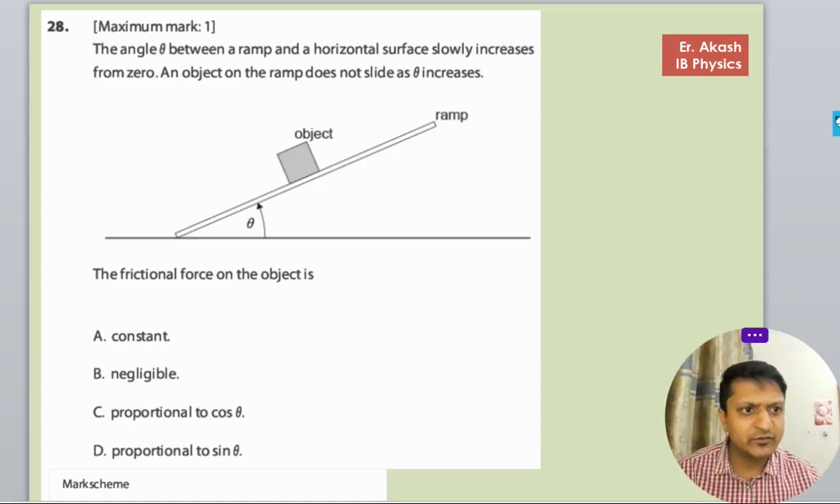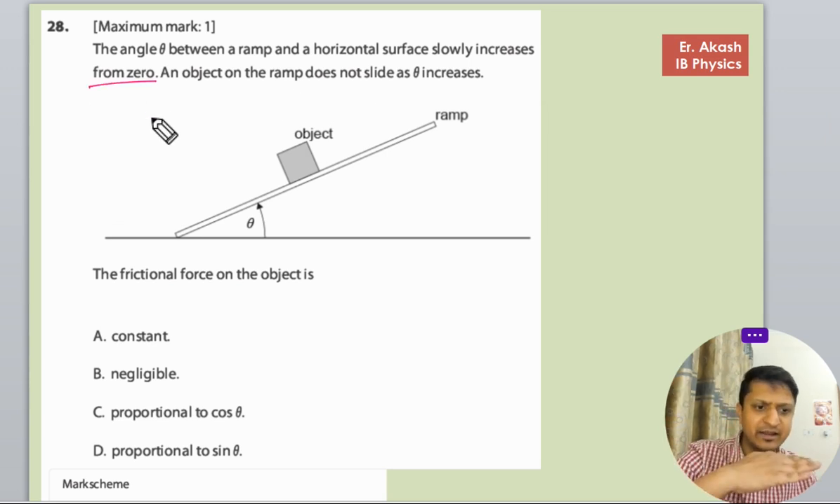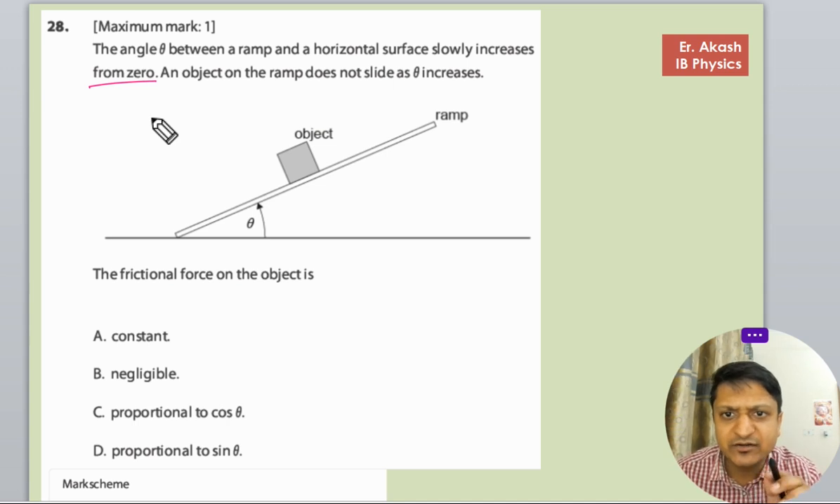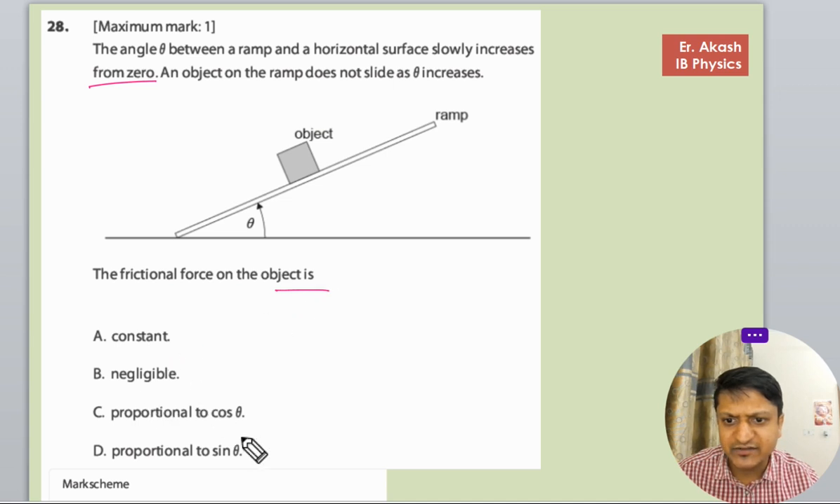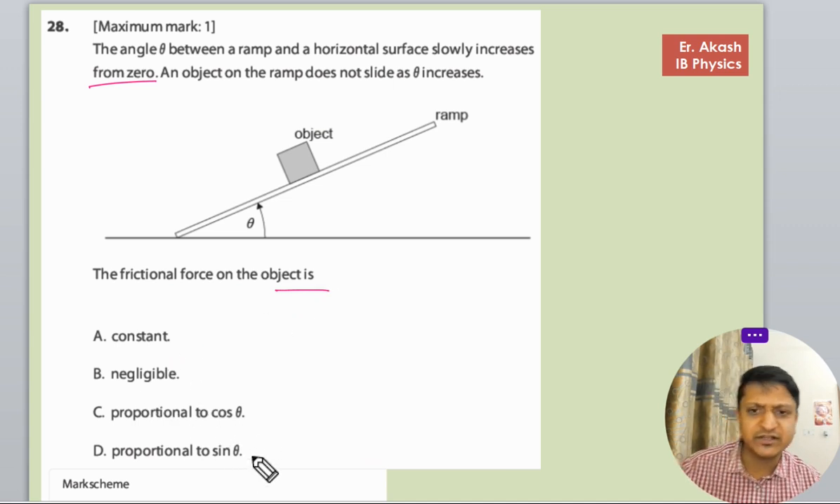So guys, there is a question, and the question says that the angle theta between the ramp and the horizontal surface slowly increases from 0. Okay, so there is a ramp and it is slowly increasing like this. An object on the ramp does not slide as theta increases. Friction force on the object is constant, negligible, or proportional to cos theta or sin theta.